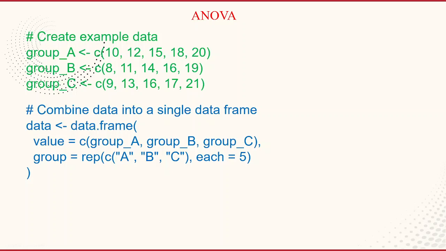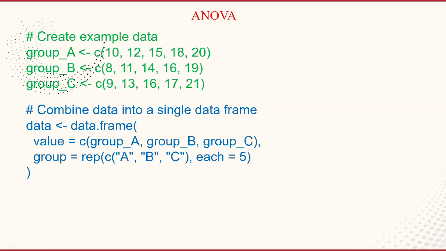Then the group is the representation of column A, column B, and column C. Each of A, B, C will come in the same column. Each is a category, and each has a quantity of 5. That is, each equals 5. You can see that the values of groups A, B, C are 5 values each. That is what is mentioned here: each equals 5.